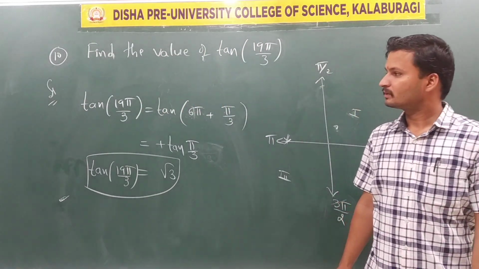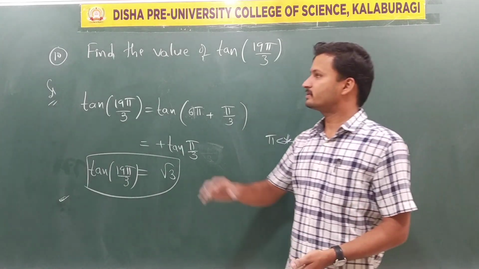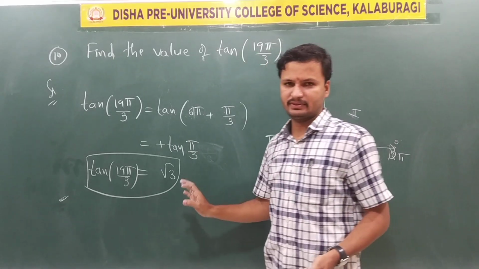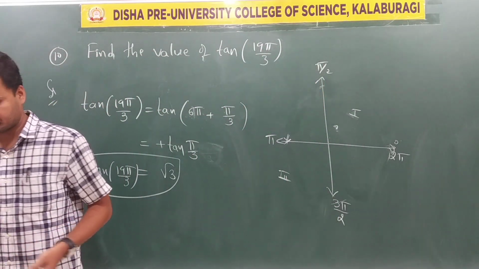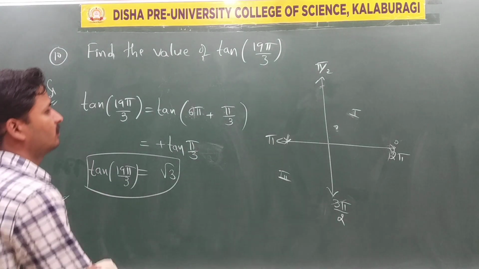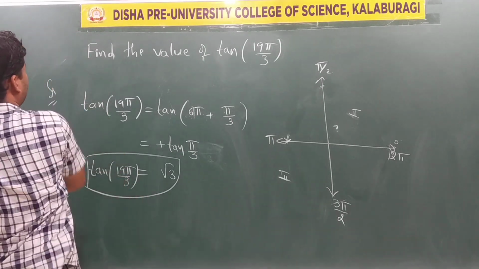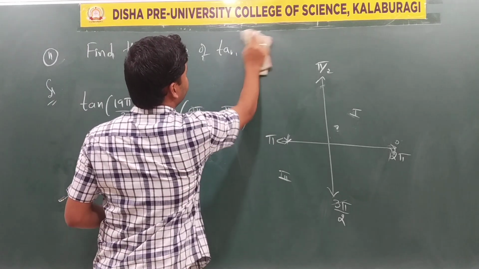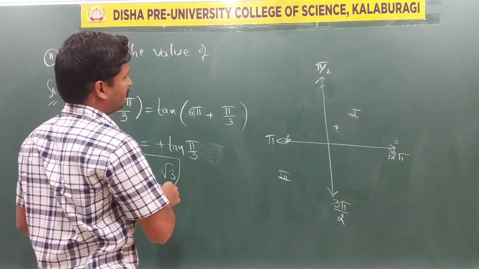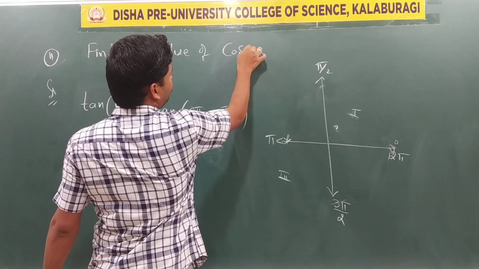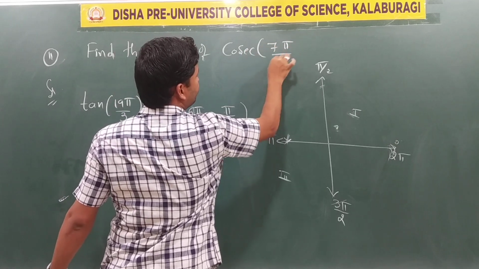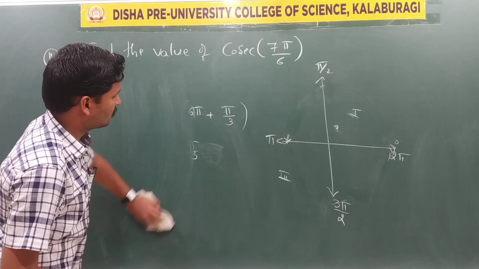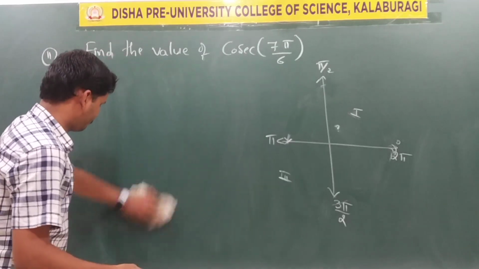Okay, so this is the way to evaluate the values of trigonometric functions if angles are given in radians. And the next problem, the 11th one: find the value of cosec 7 pi by 6. Cosec 7 pi by 6. How to write this 7 pi by 6?